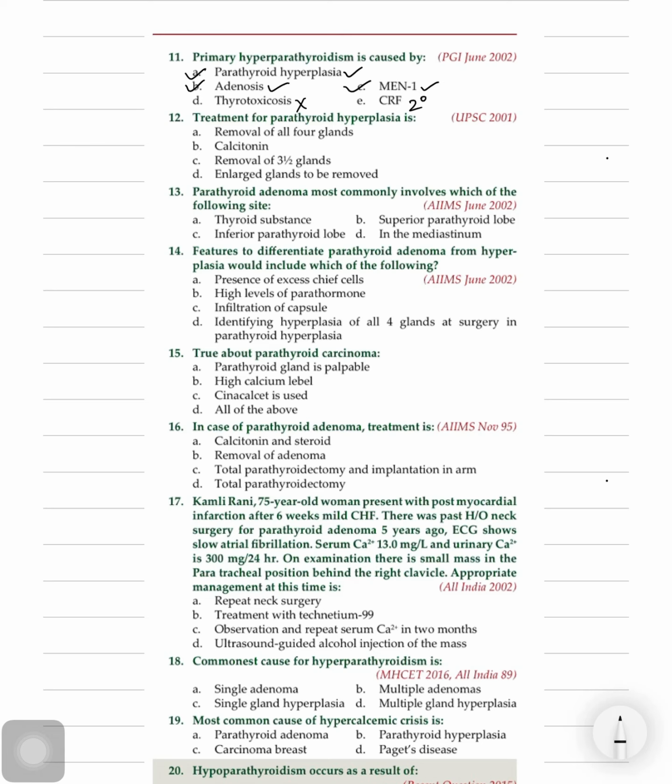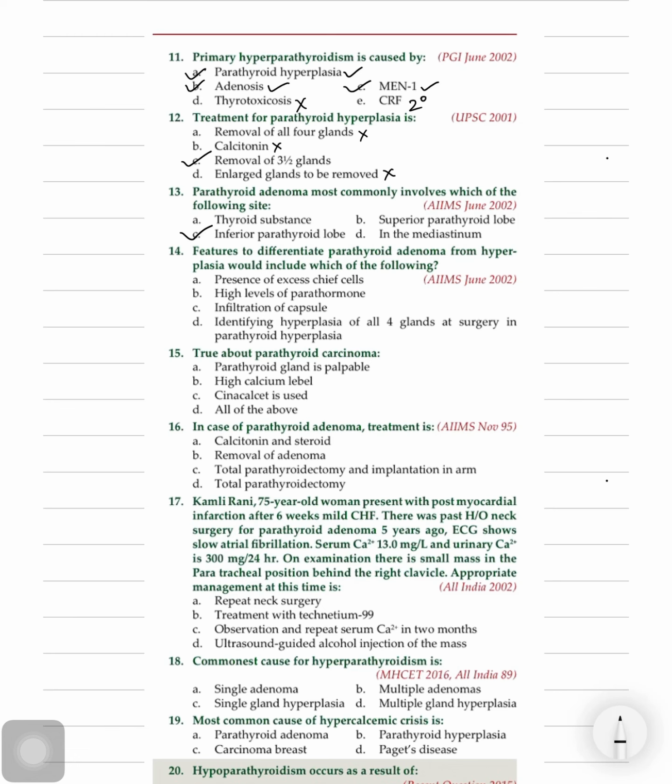Removal of parathyroid hyperplasia is removal of all four glands? No, it leads to permanent hypocalcemia, which is not done. Calcitonin is not the treatment. Removal of 3.5 glands is done, and enlarged glands are to be removed only in cases of parathyroid adenoma, not in hyperplasia. Parathyroid adenoma most commonly involves which of the following sites? It most commonly involves inferior parathyroids.